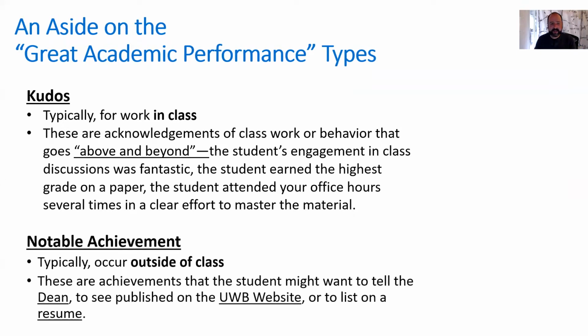Notable achievement are mainly for things that happen outside your class, right? You might help them with it, like help them with the application for some grant or scholarship, but these are achievements that the student might want to tell the dean, or you might see them published on the UW-Bothell website, or they might be listed on a student's resume, right?